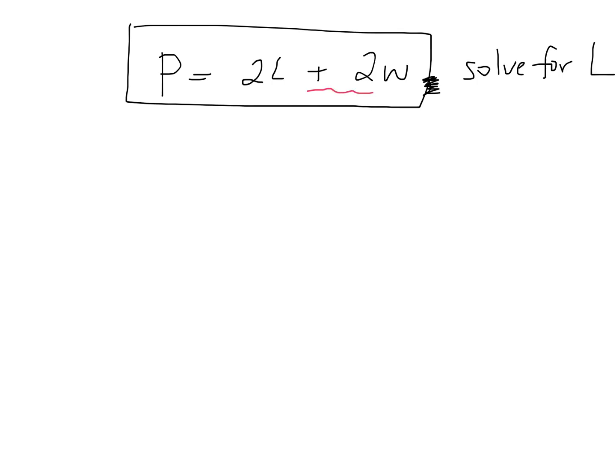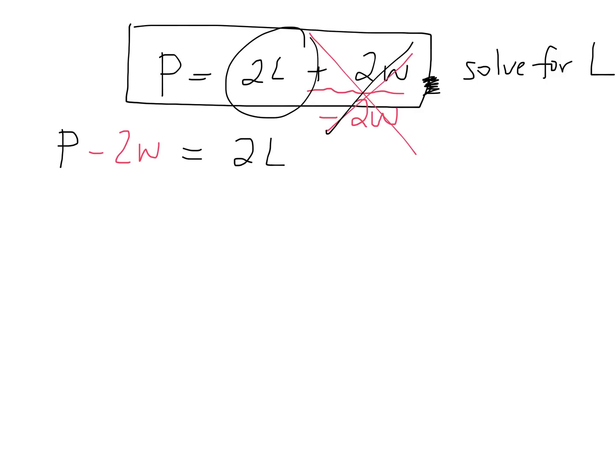We have plus 2W. If I have 2 apples, same example, how do I get rid of the 2 apples? Subtract them, right? If I'm subtracting 2W from the right side, what do I need to do to the left side? Subtract 2W from P. And I'm left with 2L. I've subtracted the 2W to get rid of it, so I have to subtract the 2W on the left side. So the first step is P take away 2W equals 2L.